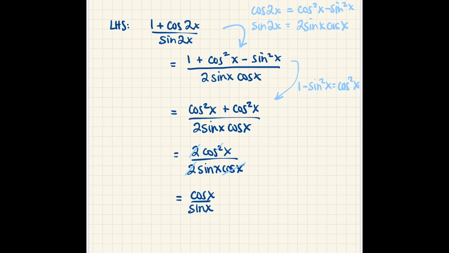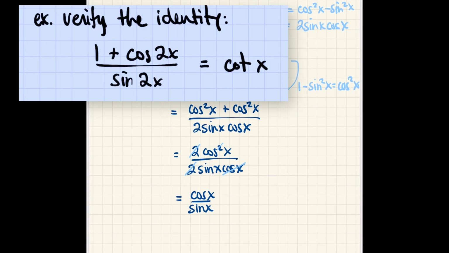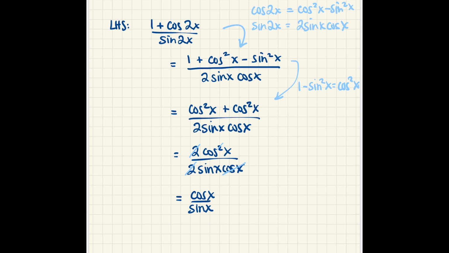Yeah, this seems like a good time to look at the original problem and think about what we're trying to get, which is just cotangent of x. Oh, excellent. Cosine over sine is that. So just write it as cotangent of x, and that is indeed the right-hand side. So we have proved this identity.